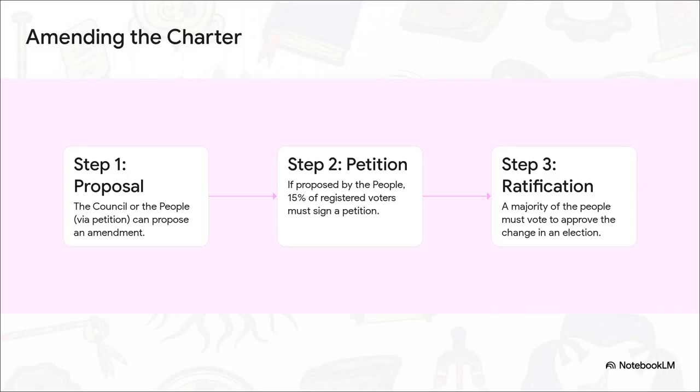Well, there are two ways to propose an amendment. The council can do it, or the people can do it directly with a petition signed by 15% of voters. But here's the most important part. No matter who proposes the change, the final step is always the same. It has to be ratified. A majority of the people have to vote yes in an election. This makes sure that the ultimate power to change the Constitution always stays with the citizens.